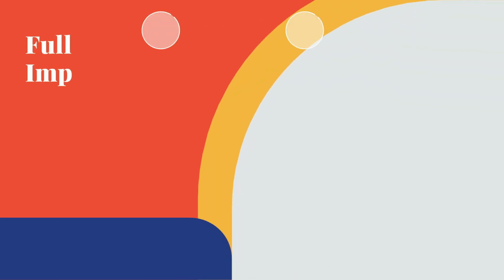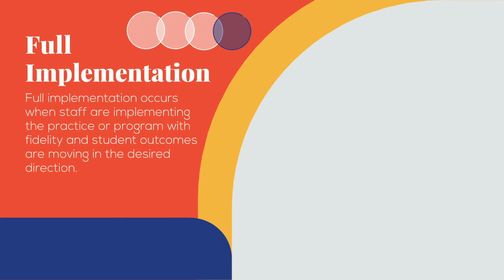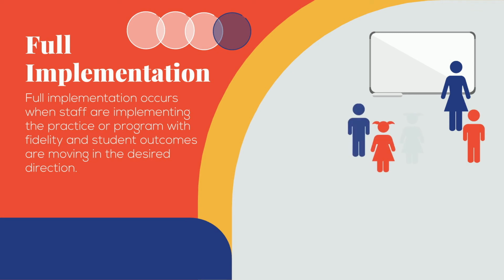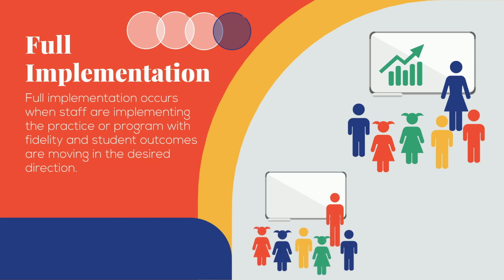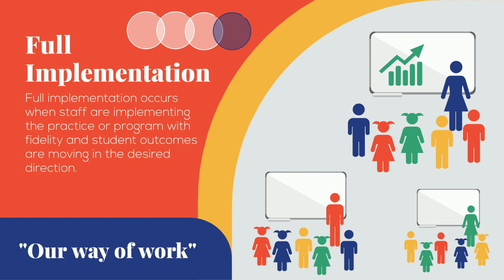Full implementation occurs when staff are implementing the practice or program with fidelity and student outcomes are moving in the desired direction. During full implementation, procedures are in place that support using the program or practice, and teams consistently use data to improve implementation. In essence, the practice or program has made the shift from being something new to the way of work, and student outcomes are changing.